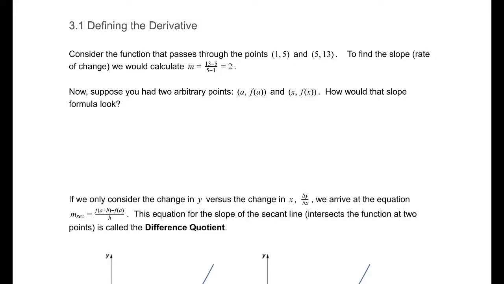Section 3.1, Defining the Derivative. This is all from OpenStax Calculus Volume 1.